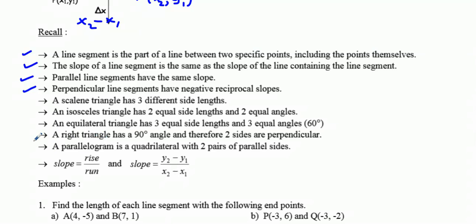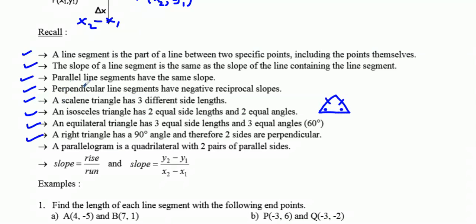A scalene triangle has 3 different side lengths. You know that. An isosceles triangle has 2 equal side lengths and 2 equal angles. Sometimes some people have difficulty with the angle part. If these two sides are the same length, then their opposite angles are the same as well, the base angles. Okay, so that's what that one's saying. An equilateral triangle has 3 equal side lengths and 3 equal angles. Check. A right triangle has a 90-degree angle, and therefore 2 sides are perpendicular. Check.